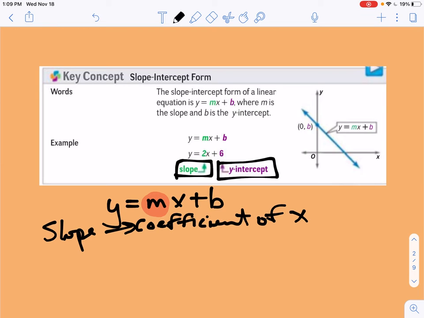So it can be positive and it can be negative. It can be a fraction. It can be an integer. It can be a decimal. It can be a ton of different things.